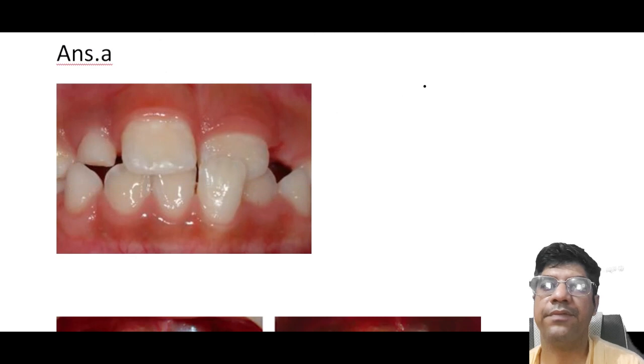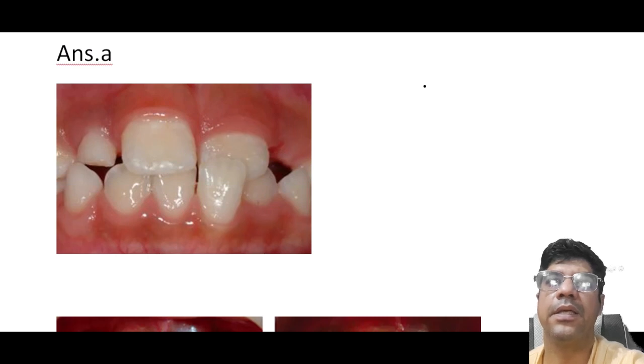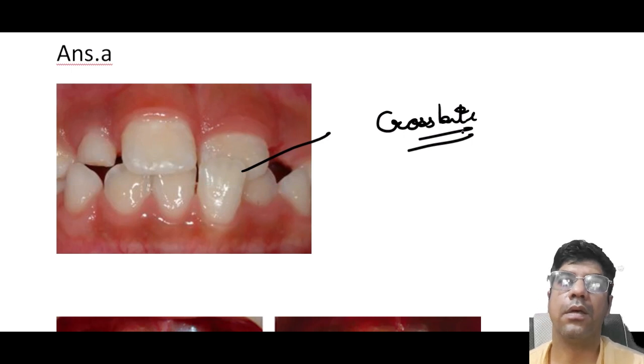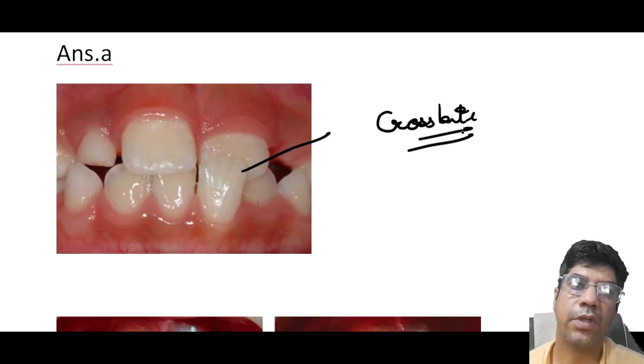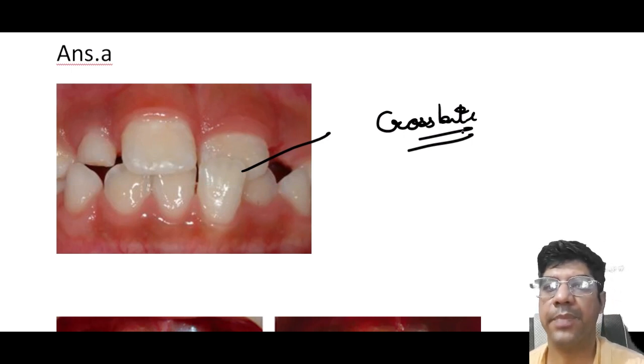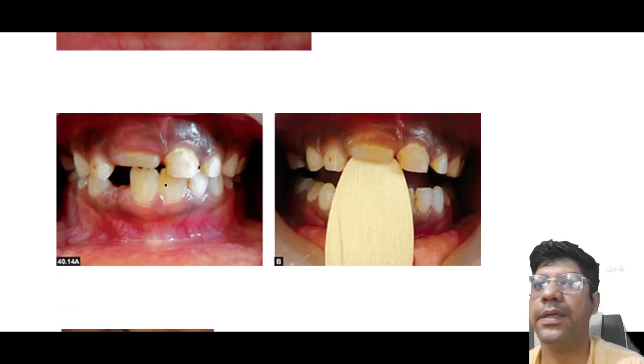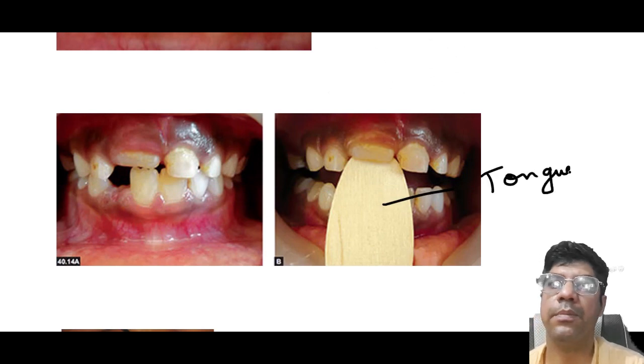Anterior crossbite is a condition where the upper front teeth are positioned behind the lower mandibular incisors when the jaw is closed. Now what are the things that we can use for the correction of the anterior crossbite? The first thing we can use is the tongue blade. So this one is an example of a tongue blade.